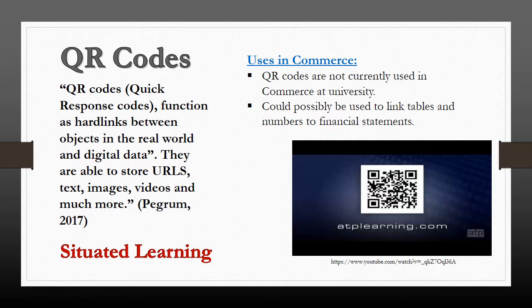Another use of mobile devices are QR codes. QR codes function as hard links between objects in the real world and digital data. They are able to store URLs, text, images, videos, and much more. These are not currently used in commerce, however, I could possibly see them being introduced to books to link tables and numbers to financial statements where they are derived from. QR codes are a form of situated learning as they allow real-world objects to be linked with information. If you would like to explore these more, please pause the video and watch the YouTube link.